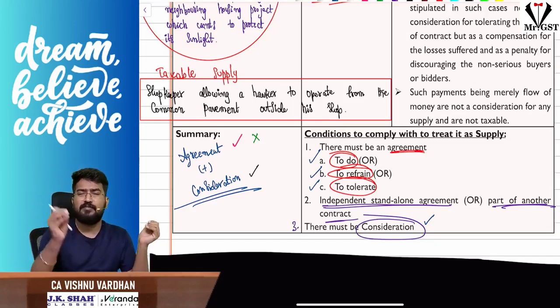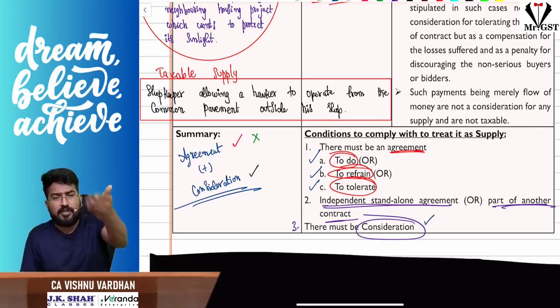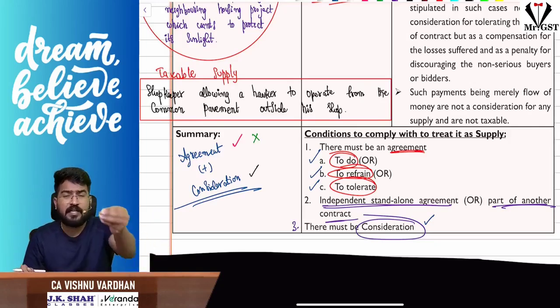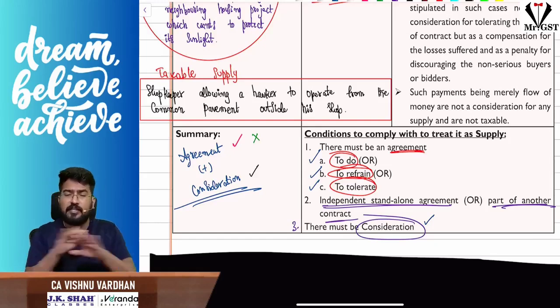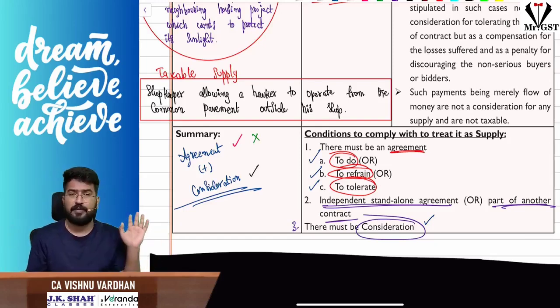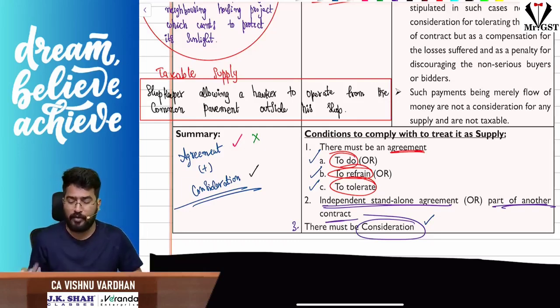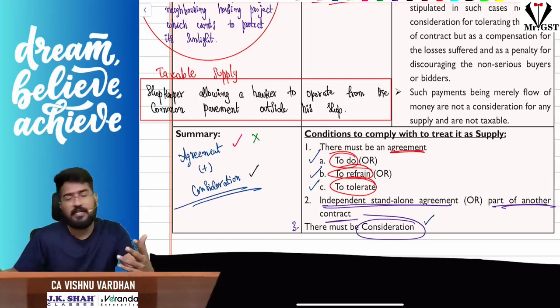Otherwise, in simple terms, penalty, penalizing you, punishing you because I have incurred some loss, taking compensation from you, all these things will not be considered as consideration for agreeing to do something or not to do something or tolerate something. That will not be supply. So penalty, punishment, compensations, leave it, it is not a supply. But consideration to do something, consideration not to do something, consideration to tolerate something is supply. Okay, so that is what the clarification is all about, in which they have covered multiple situations.